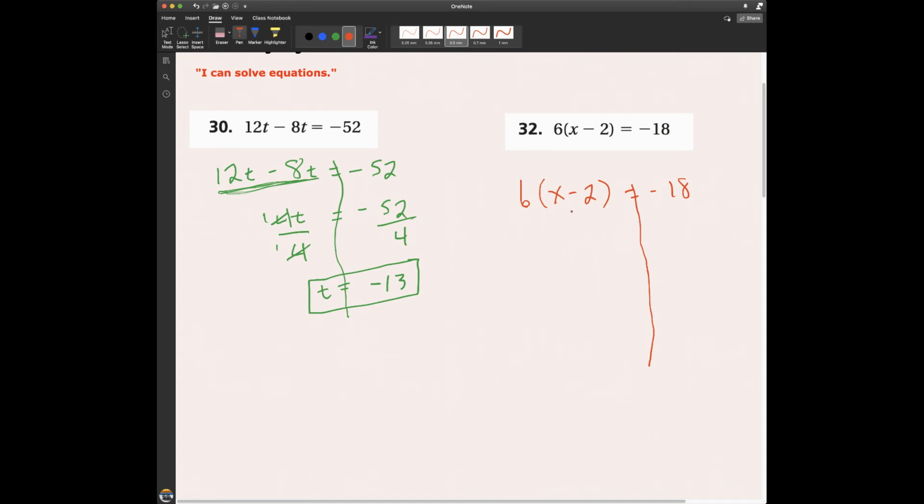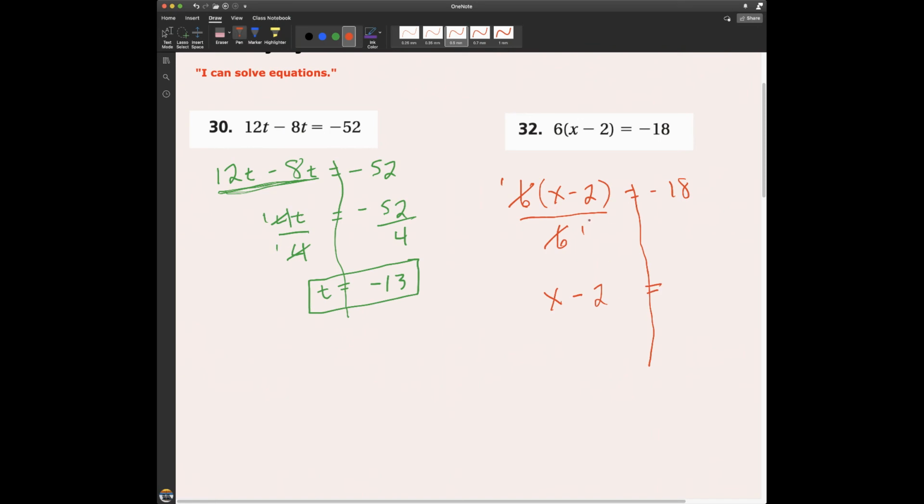What's the inverse operation of multiplication? Because I'm multiplying 6 times this expression x minus 2. So what is the inverse operation for multiplication? It is division. So why don't I just divide by 6 on this side? Since I'm multiplying by 6, let's divide by 6. Why do I do that? Well, it will cancel that 6 in the numerator, and all that I'm left with is x minus 2.